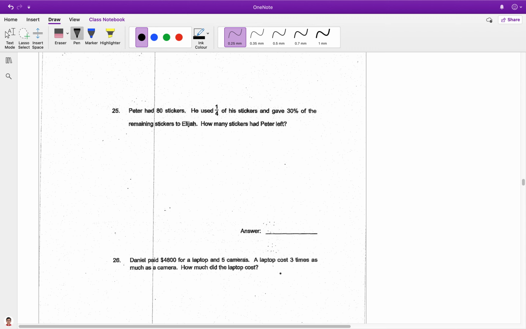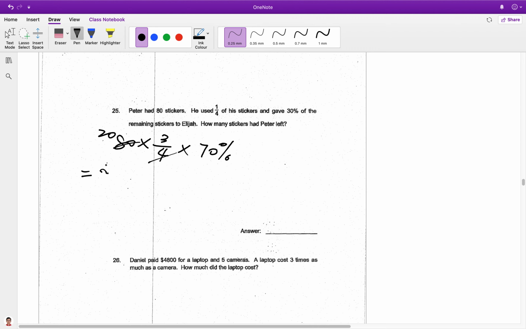Question 25. Peter has 80 stickers. He used 1/4 of the stickers and gave 30% of the remaining stickers to Ija. How many stickers has Peter left? This one we just follow the sequence, right? 80, used 1/4, so the left is 3/4, right? And then he gave 30% of the remaining to Ija. So he has 70% left, right?